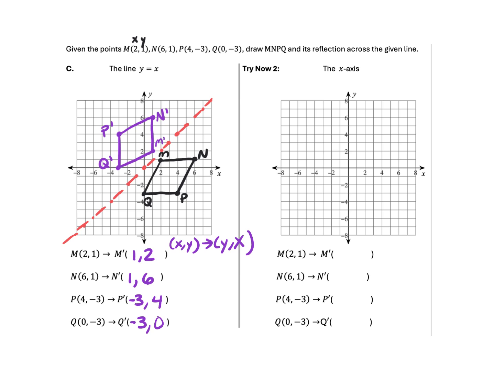You can try the Try Now on your own. You're going to start with the same quadrilateral MNPQ, but this time you're going to reflect it across the x-axis. Go ahead and pause your video. Then when you hit play, I'll have the answer up. And there's your solution to the Try Now.